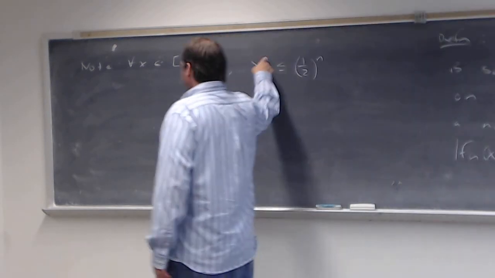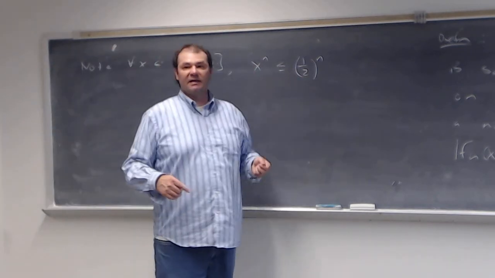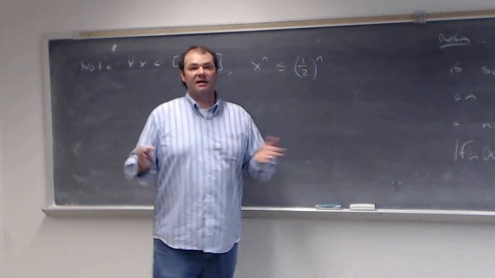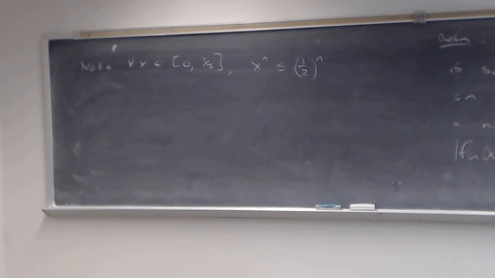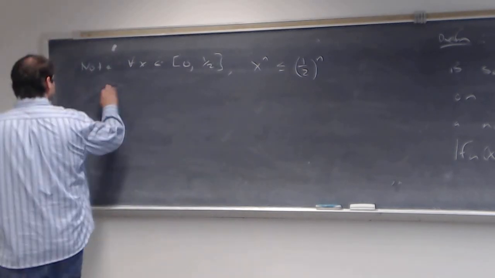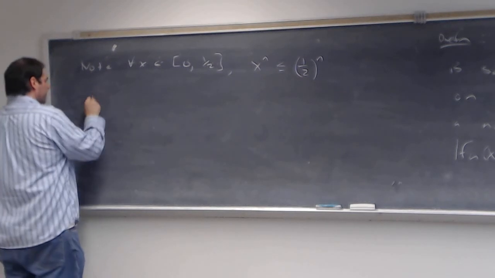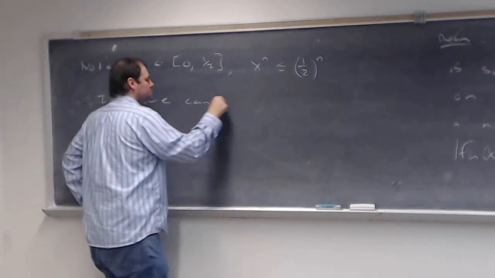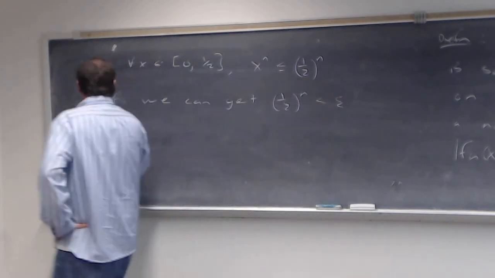So if I want to get x to the n to be less than epsilon, it would be good enough to show 1/2 to the n is less than epsilon. Because once I get 1/2 to the n less than epsilon, I'm getting all the x sub n's to be less than epsilon. That's what I'm going to do. So here, note, if we can get 1/2 to the n to be less than epsilon, we'd be done.